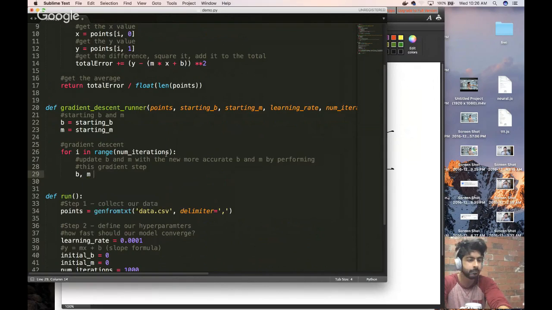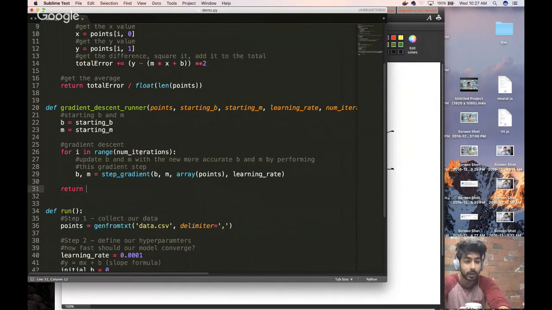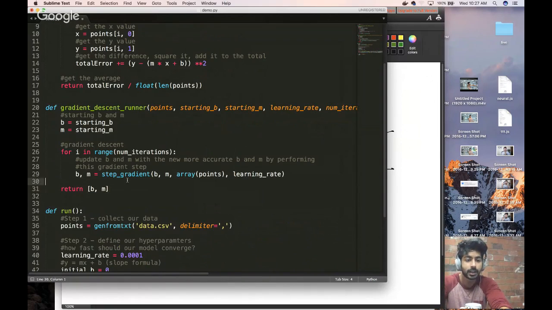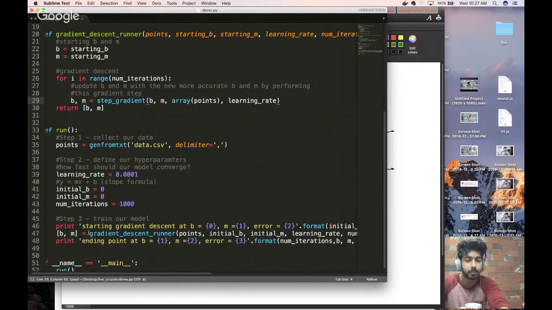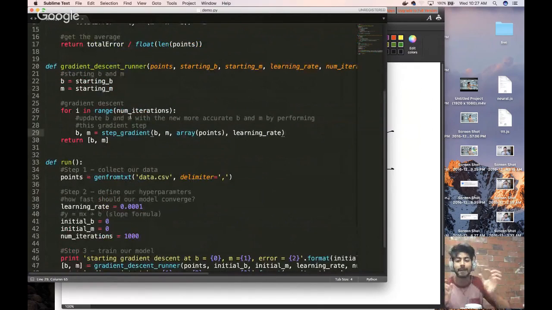We're going to return B and M by performing this gradient step, which I'm going to explain. This is where the math is happening. Given our current B and our current M, given the array of points that we have, and finally given the learning rate, we're going to calculate that final value of B and M. Once this gradient descent is done, we're going to return that optimal B and M. That's what we talked about at the bottom part. It returned the optimal B and M value after performing gradient descent, and we then printed it out because that optimal B and M value gave us the line of best fit when we plugged them into the y equals mx plus b formula.